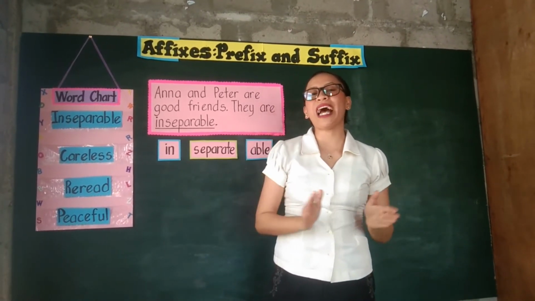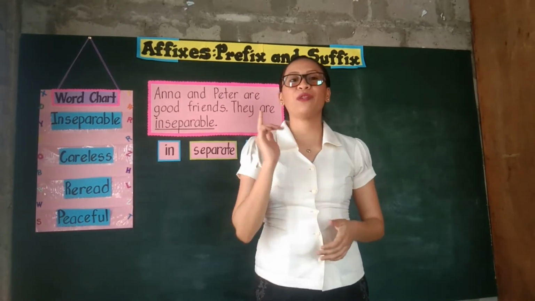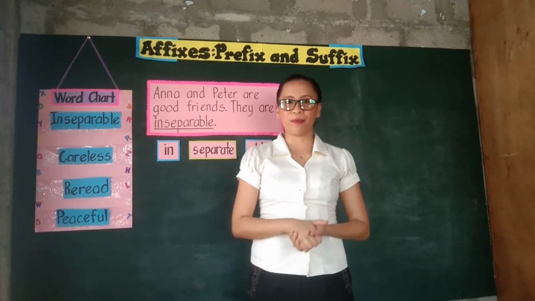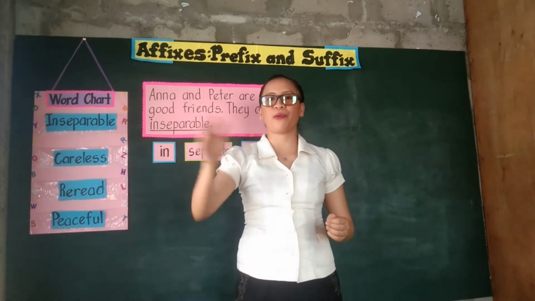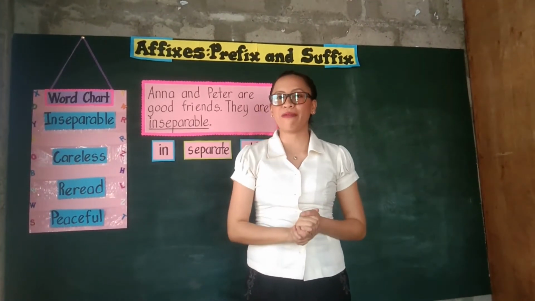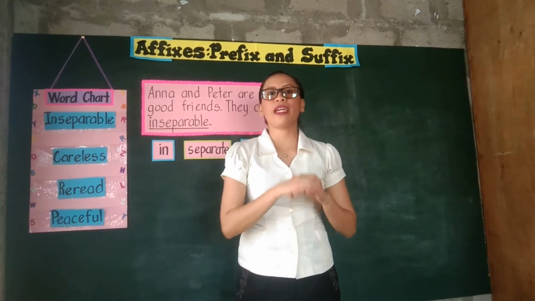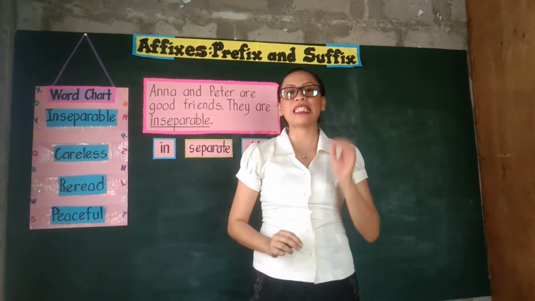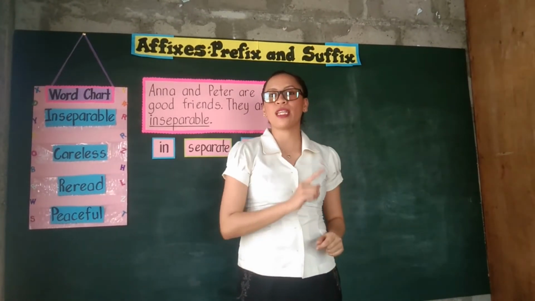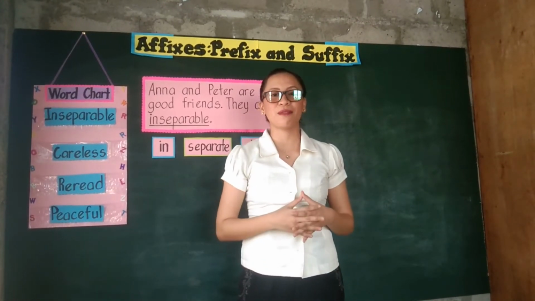So now we will have a class activity, and we will divide the class into 3 groups. This will be Group 1, Group 2, and Group 3. Each group will be given a situation wherein they have to create a short role play where they should use at least 5 words that use prefixes and suffixes.